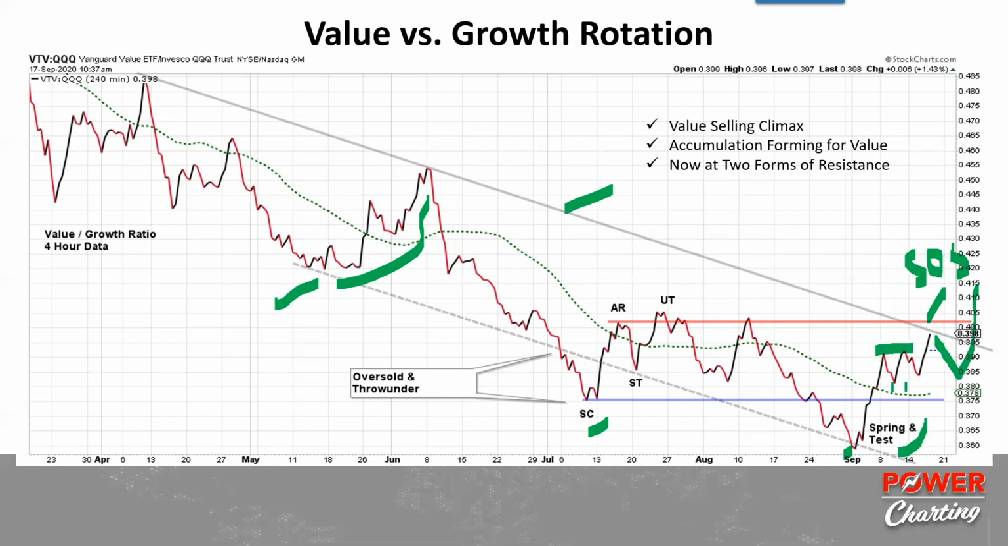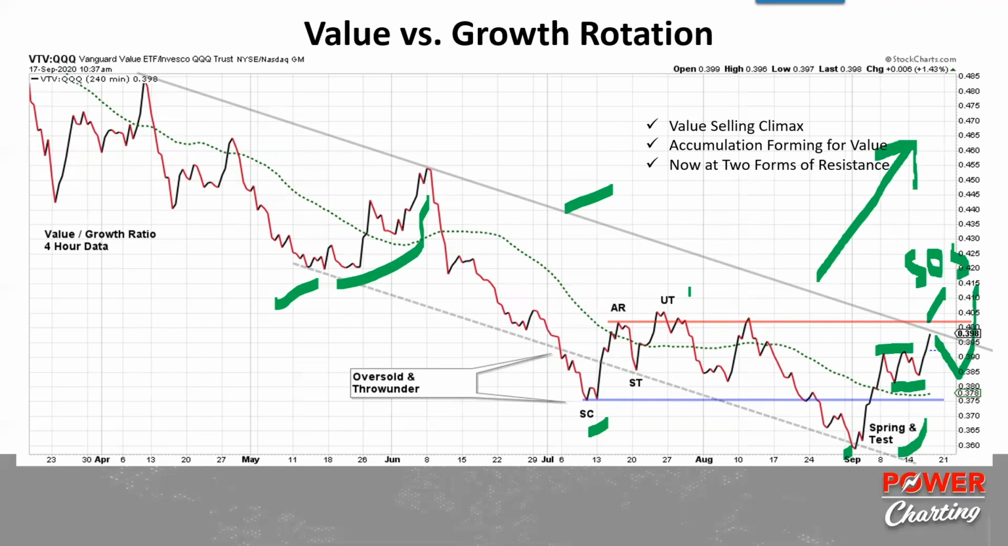Look at this reaction in here. It's very tight, shallow, looks like a backup in an ongoing uptrend. So we're going to watch this very closely because this seems to indicate that there could be, at least for the short term, an attempt for value to become the dominant rotational theme for a period of time, possibly for a long time. Too early to know. But we are looking for evidence of this change of theme.